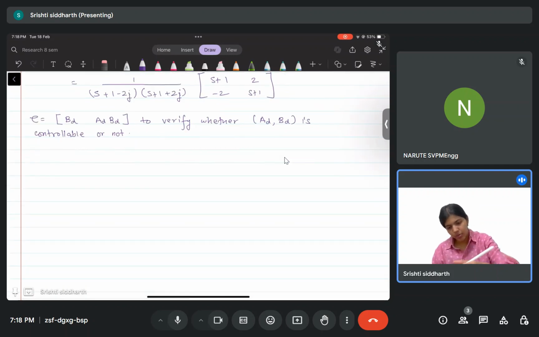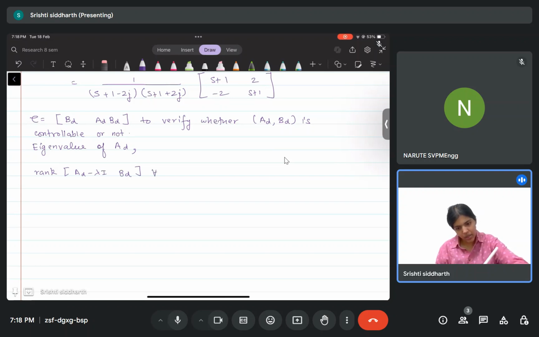And then similarly, to figure out stabilizability, first find out the eigenvalues of AD, and the computation of AD minus lambda I, BD. And since this is a discrete system, for all lambda complex such that magnitude of lambda is greater than or equal to 1.